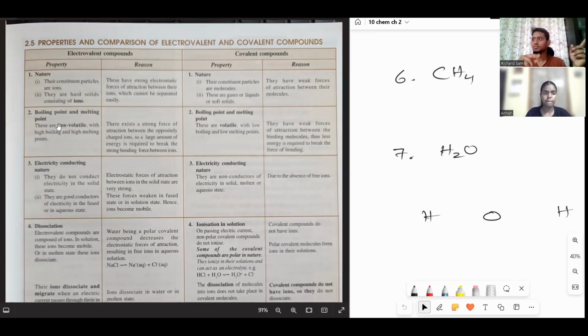And for covalent, they are volatile. Volatile means they evaporate easily. The bonds just break automatically. So you don't need too much heat energy for breaking the bond. So it has low melting point and low boiling point.